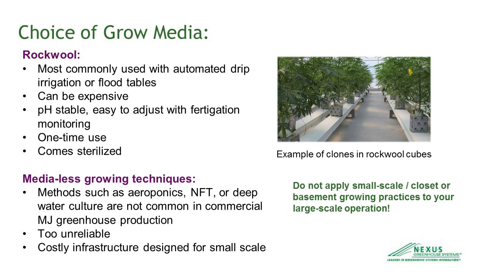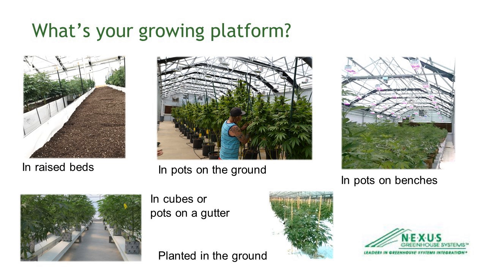That's a good point. So next, I'd like to go on to what's your growing platform? And by this, I mean, how are you growing in the greenhouse? Are you growing in pots on the ground? Are you growing in raised beds? Are you growing on pots on rolling benches or stationary benches? Are you growing in rock wool cubes on a gutter system, such as cannabis would be used? Or are you planting directly in the ground? We've seen all these practices used around the country.